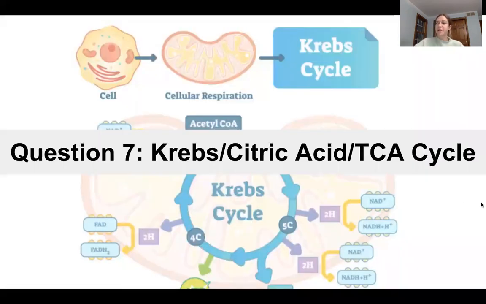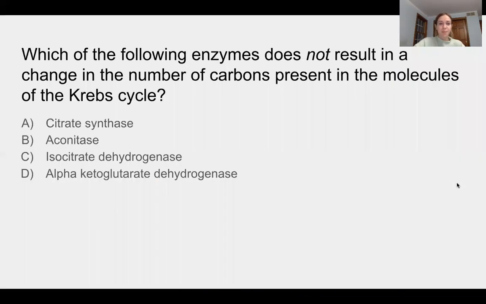All right, it's time to get into the Krebs cycle. Krebs, citric acid, or TCA cycle, whatever you prefer to call it. Which of the following enzymes does not result in a change in the number of carbons present in the molecules of the Krebs cycle? This is a tricky question. So basically we're looking for a step where the number of carbons present is conserved. So take a minute here, pause the video, and resume once you've answered the question.